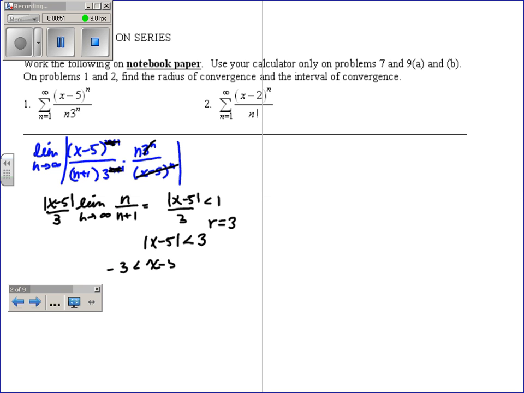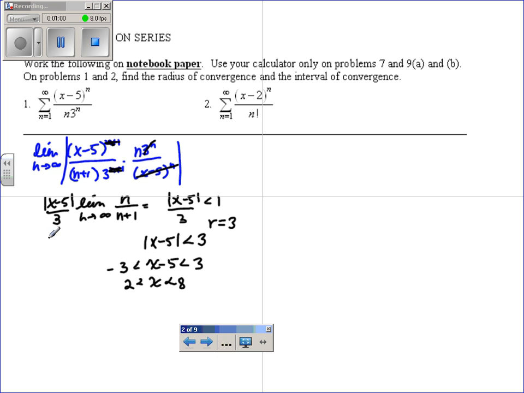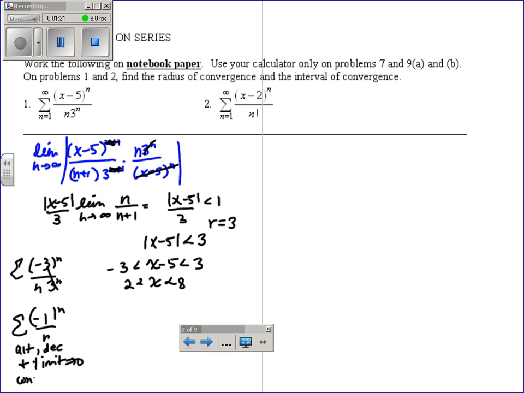If we make bookends between 3 and negative 3, add 5 to either side, we get 2 and we get 8, and then you must test 2 and 8. So if you test 2, you end up having negative 3 to the n over n times 3 to the n. So this is going to cancel, and you'll be left with negative 1 to the n over n, which is alternating, decreasing, and limit equals 0. So this converges by the alternating series test.